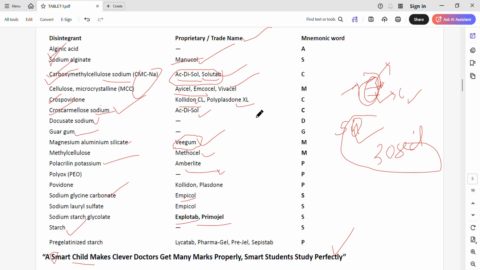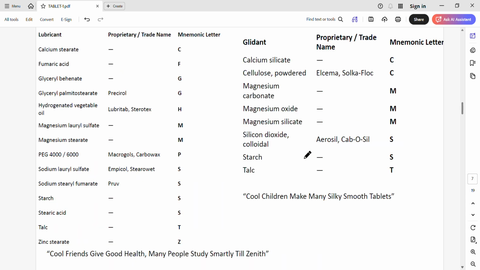Now we discuss the next excipient, which is lubricant. Lubricants are mainly used to prevent the adhesion of the tablet material to the surface of the die and punches, to reduce interparticle friction and improve the rate of flow of our tablet.